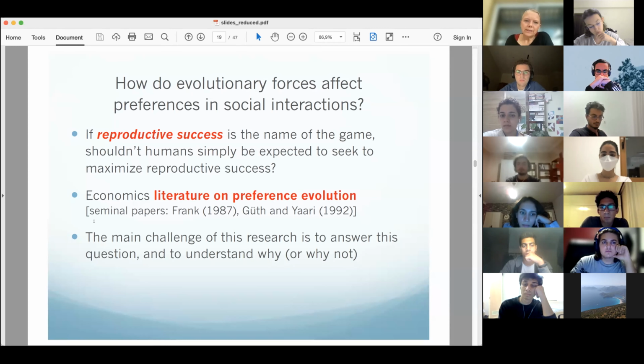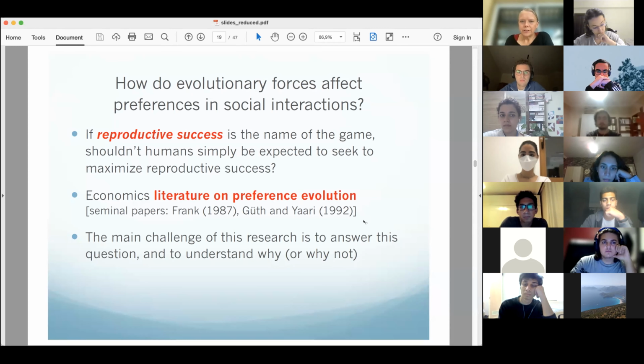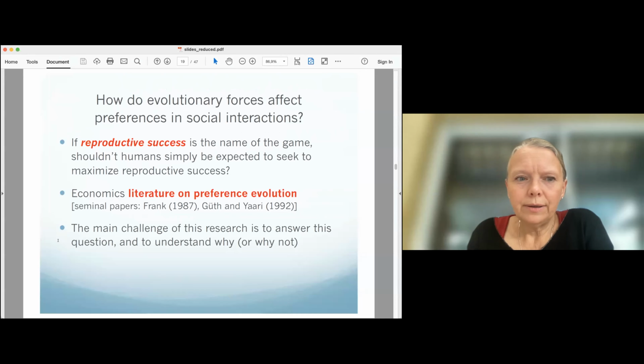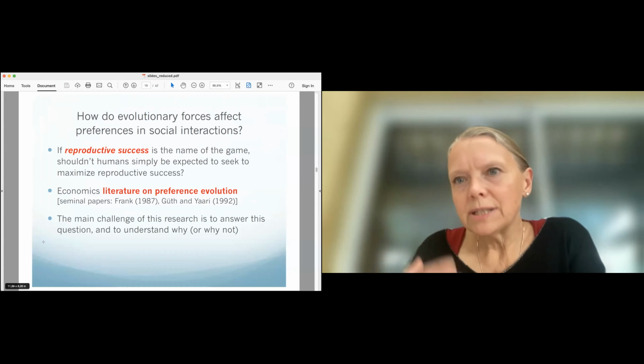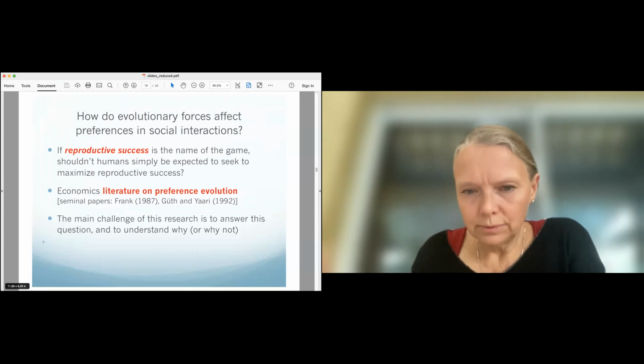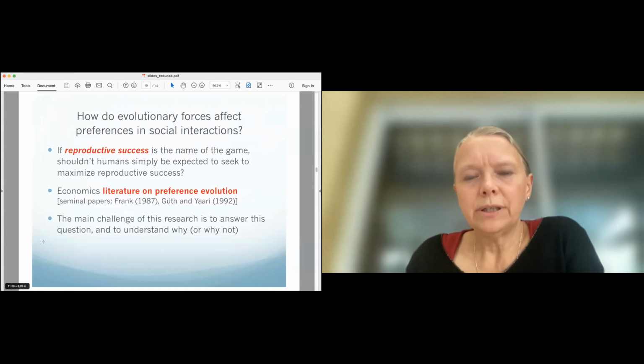As I said, the main challenge of this research is to answer this question up here and to understand why or why not this is the case: why our preferences may differ from simple maximization of reproductive success.